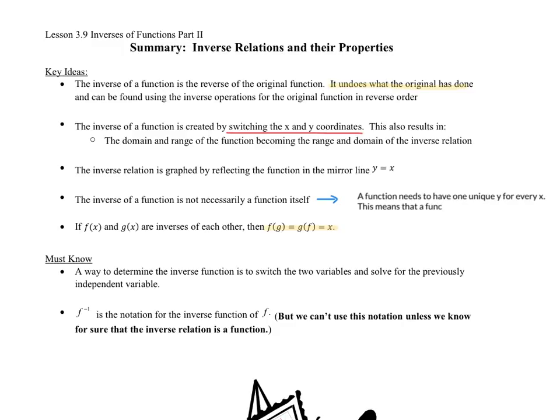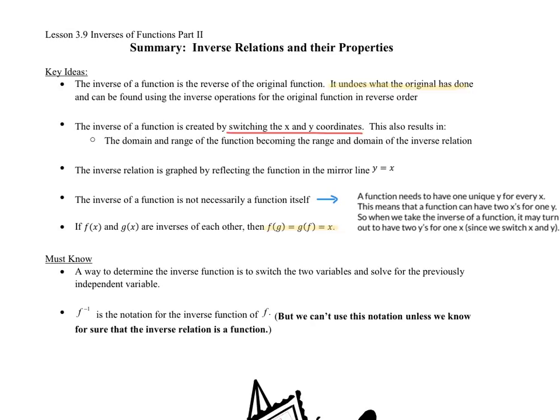This means that a function can have two x values for one y. So when we take the inverse of a function, it may turn out to have two y's for one x, since x and y switch. So this is a very, very important point about functions, why the inverse is not necessarily a function itself, okay?